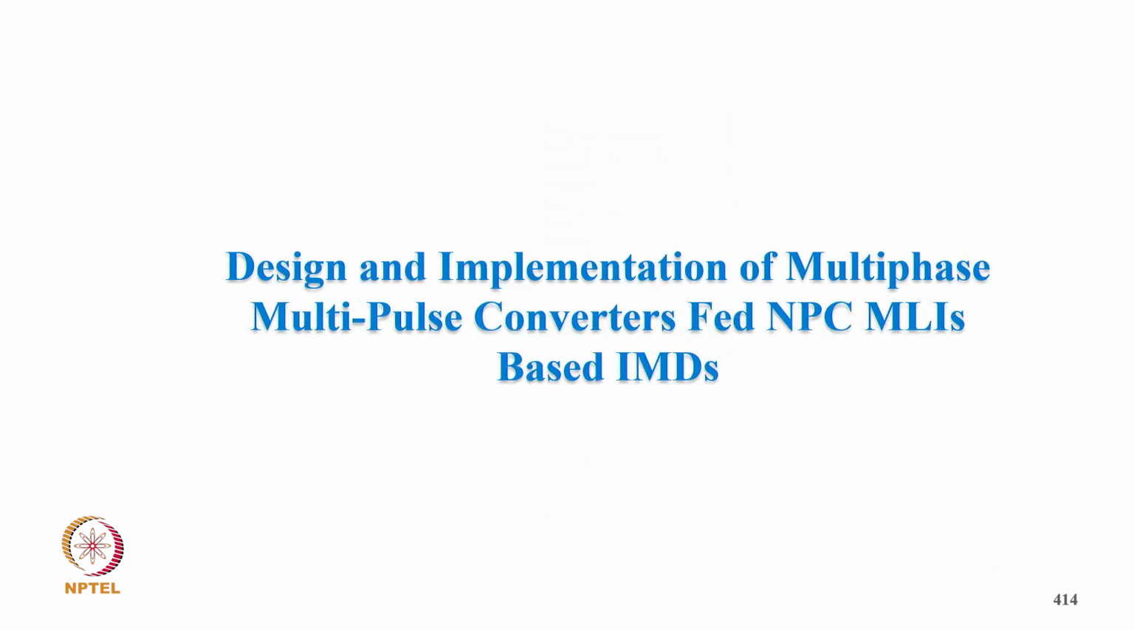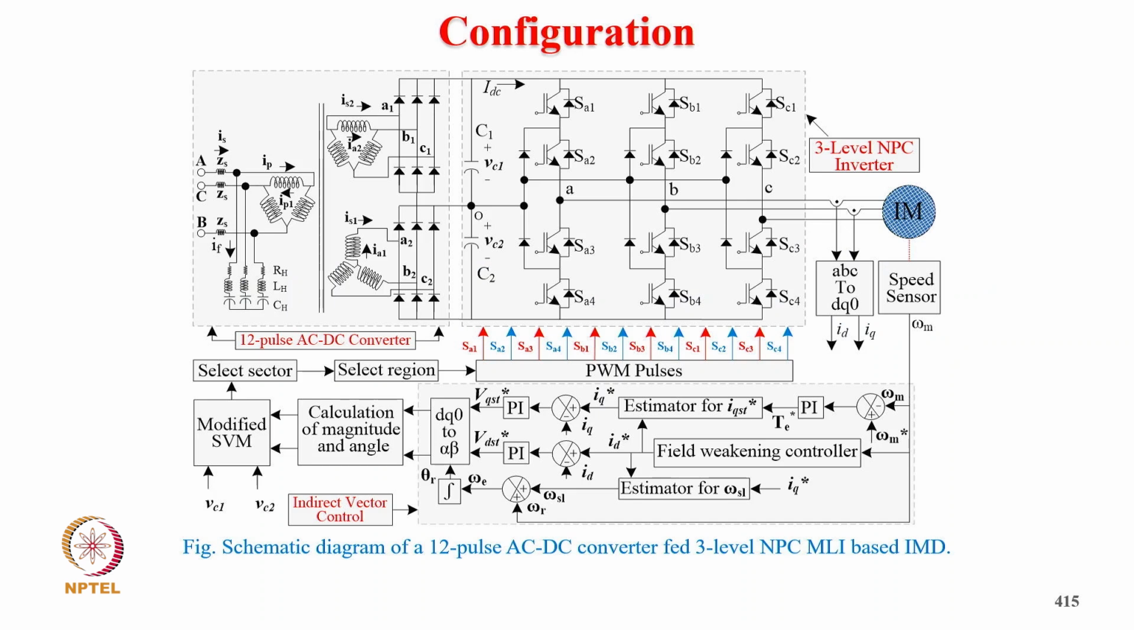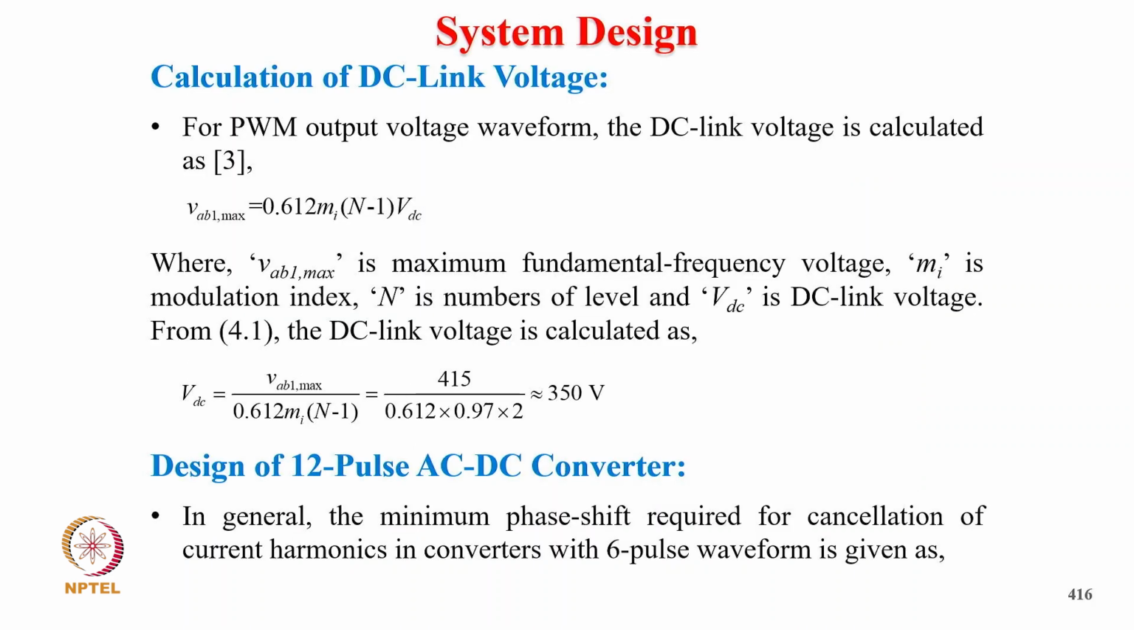Now coming to design and implementation of multi-pulse converter fed neutral point clamp multi-level inverter fed induction motor drive. So the schematic diagram is a 12 pulse AC/DC with 3-level converter drive, and coming now to calculation of the DC link voltage. So for the pendulum output waveform, the DC link voltage is calculated as VAB max equal to 0.612 MI into (n-1) into VDC, where VAB max is the maximum fundamental voltage, MI is the modulation index, n is the number of levels, and VDC is the DC link voltage. So from the above equation, the DC link voltage is calculated as VDC equal to VAB max divided by 0.612 MI (n-1), and it comes to 350 volt.